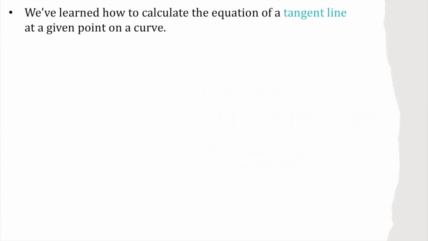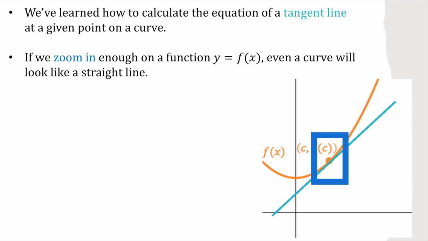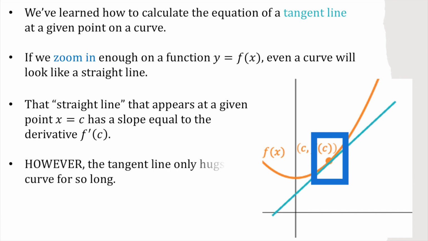We've learned how to calculate the equation of a tangent line at a given point on a curve, and we learned that if you zoom in enough on a curve, even it can look like a straight line. That straight line that appears at a given point has a slope equal to the curve at that point. However, the tangent line only hugs the curve for so long and eventually they part ways.